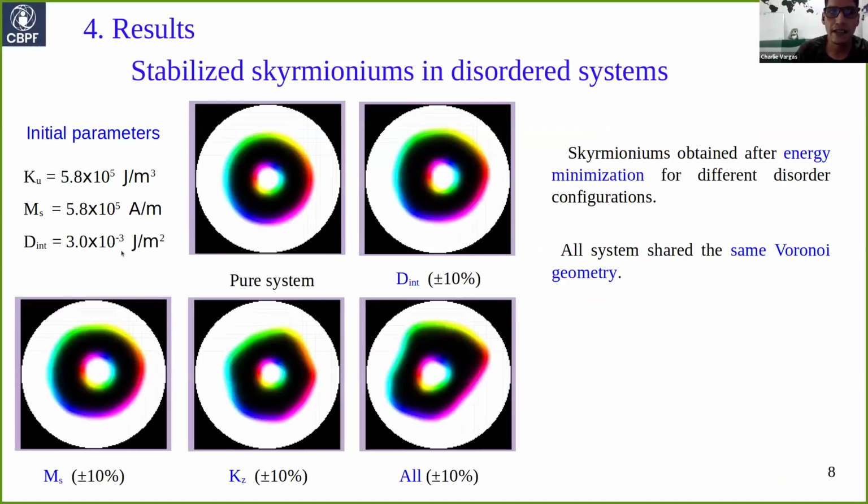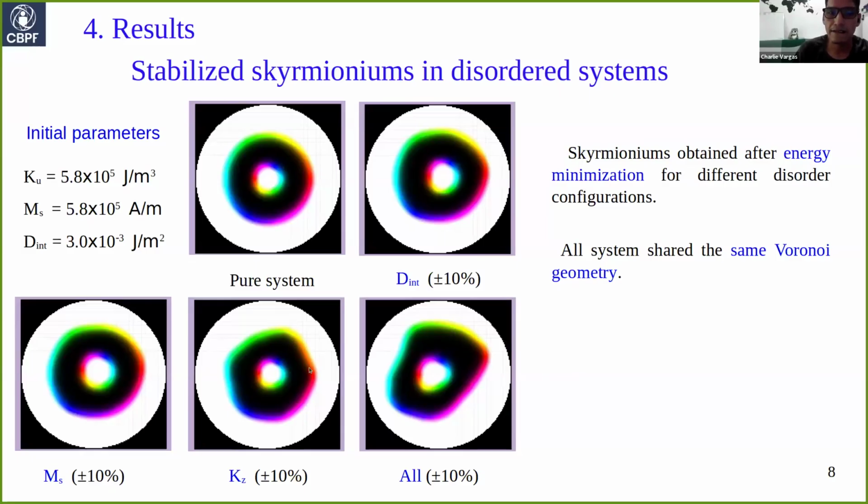Here you can see the initial parameters used in the simulation. Some of them were taken from the literature. In the images, you can see the stability of skyrmionium for different disordered systems. We varied the Dzyaloshinskii-Moriya interaction, the saturation magnetization, the uniaxial anisotropy, and all these parameters together. It is important to mention that all these results share the same domain pattern, so we can compare between them.